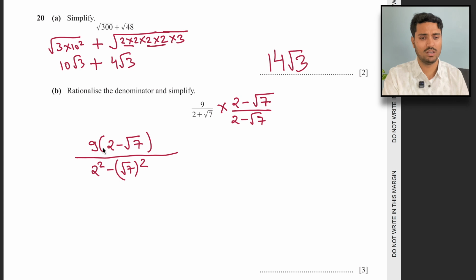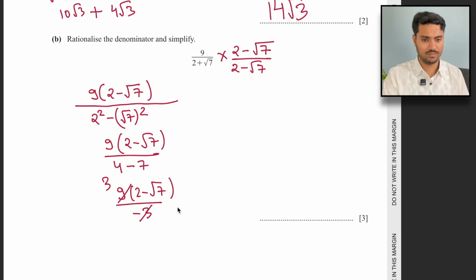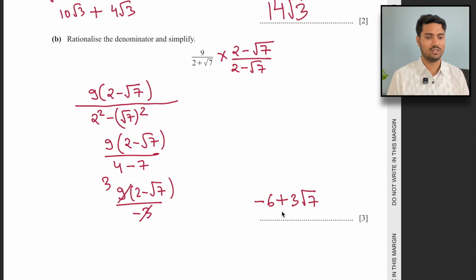So that is going to be 9 into 2 minus root 7 upon 4 minus 7. That is 9, 2 minus root 7 upon minus 3. 3 ones are 3, 3 threes are 9, with the negative sign. This can be written as minus 3 into 2 minus 6 and minus 3 into minus root 7 plus 3 root 7. This will be the answer.